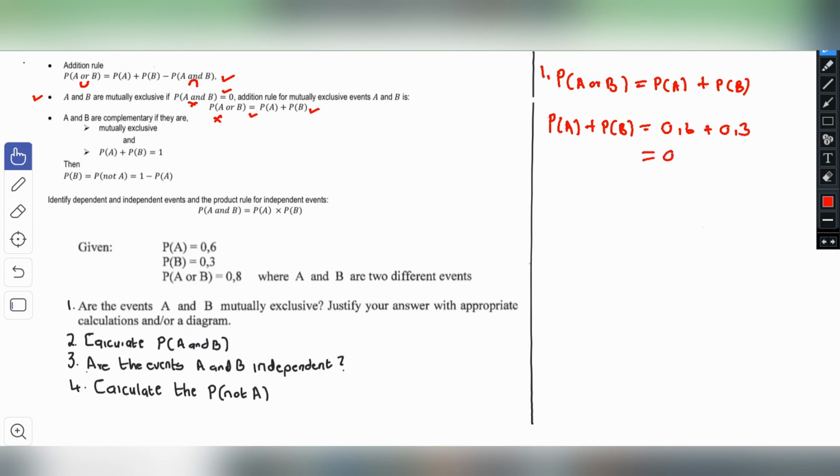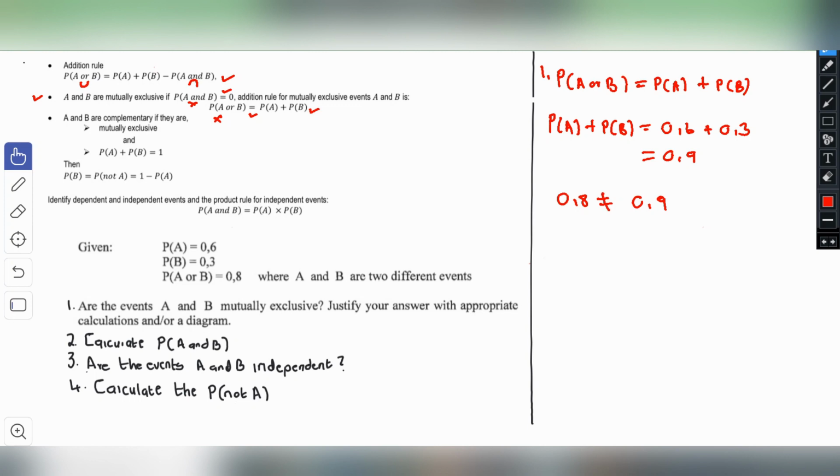Which is going to give us 0.9, right? So after getting these values, we're going to plug them into the formula that we wrote, whereby we know the probability of A or B is given by 0.8, and the probability of A plus the probability of B is given by 0.9. Therefore, we can see that these two are not equal. The probability of A or B is not equal to the probability of A plus the probability of B.